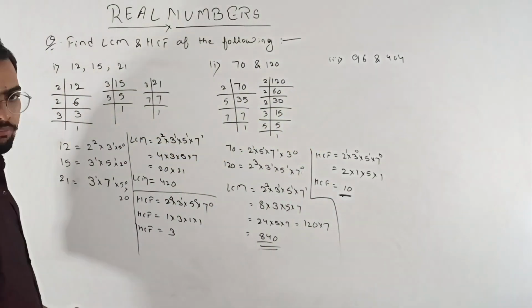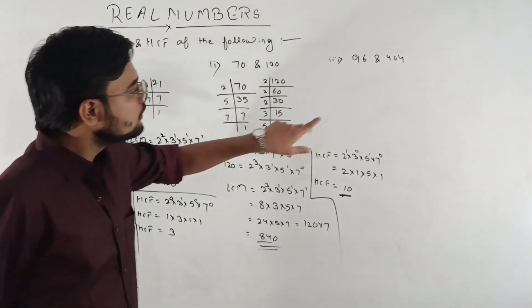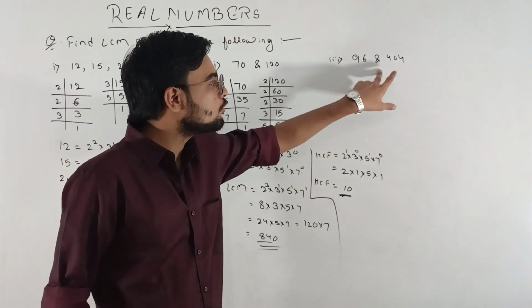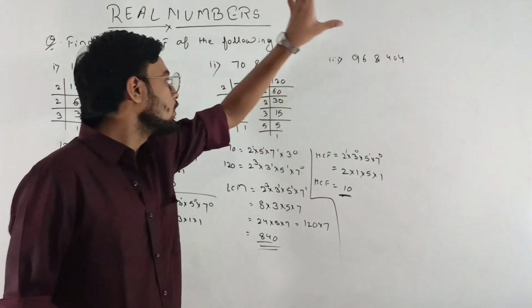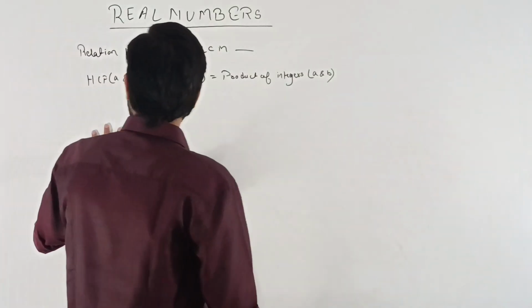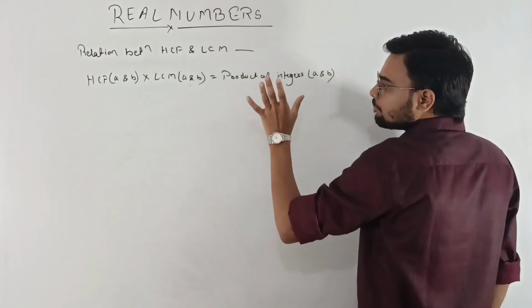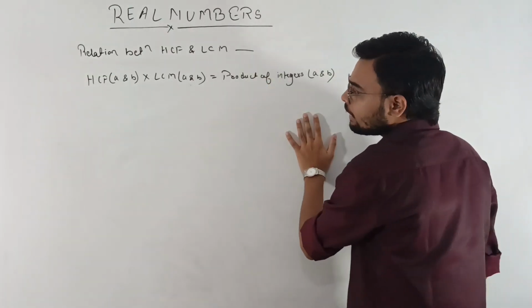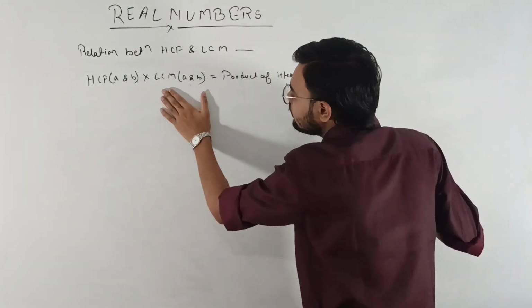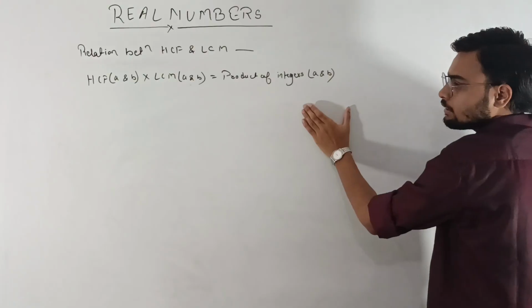Okay, I hope you understand. You do the third one, 96 and 404, in your homework. Understood? Okay. Now our next topic is the relation between HCF and LCM. This relation tells that HCF multiplied with LCM is equal to the product of the integers.